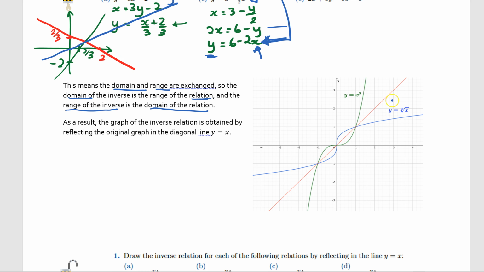As a result, if we know the shape of the graph of the original function, so in this case y equals x cubed, we can reflect that in the line y equals x, so that's effectively putting y equal to x, and the curve that we get, this one here, is the inverse function. So for y equals x cubed, then y equals the cube root of x is the inverse function. And again, it fits with the fact that if we cube a number and then take the inverse cube of it, we will be back to the number.